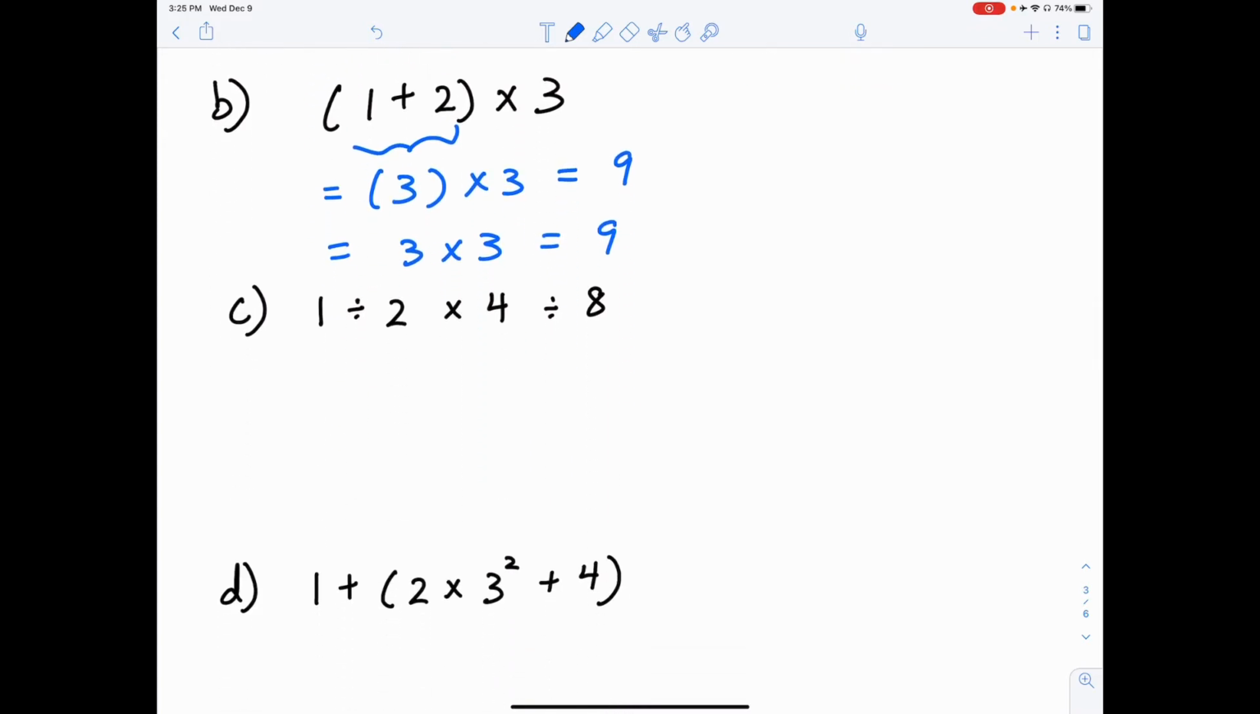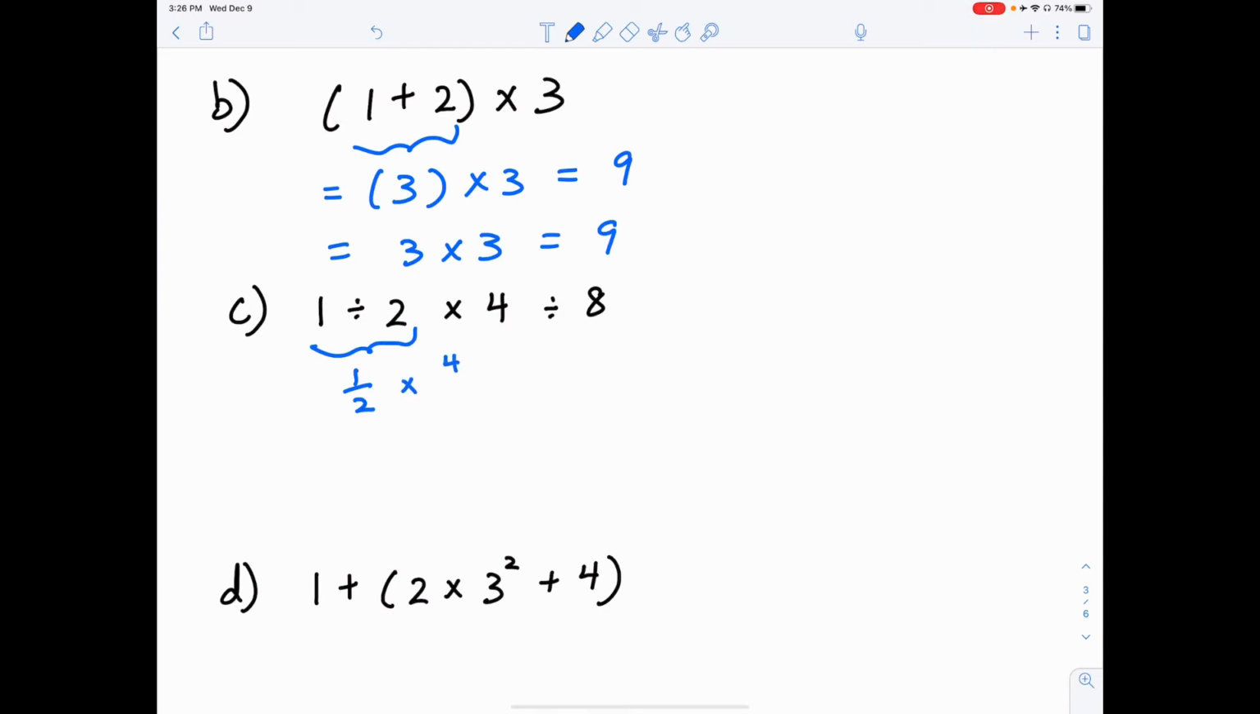For example C, we have 1 divided by 2 times 4 divided by 8. Once again, we have multiplication and division happening at the same time. Again, they're seen at the same level. So again, to prevent any confusion, we always go from left to right by convention. For this one, we'll first do 1 divided by 2. Now we can rewrite this as a fraction, 1 over 2. That line there also means division.